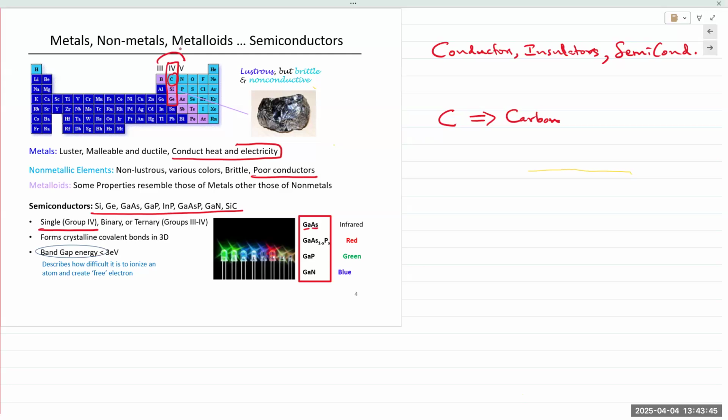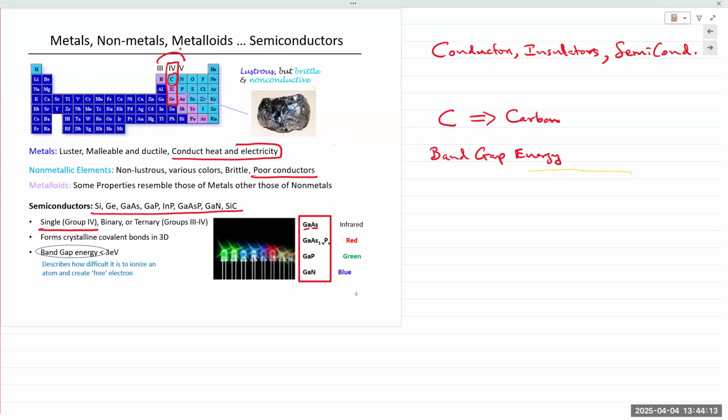Why? It's because there is a second property that must be satisfied, and that is known as the energy band gap, or the band gap energy. It's measured in electron volts. It's basically a measure of how strongly the electrons are bound to the nucleus.